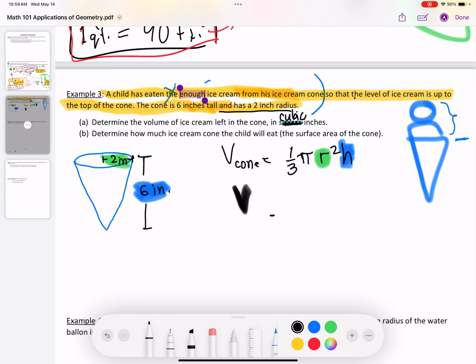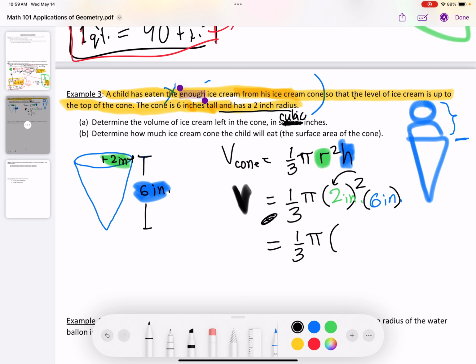Volume equals 1/3 pi, r is being replaced with 2, and h is being replaced with 6. R was 2 inches, and h was 6 inches. As long as I'm careful with my math, I should be okay. 1/3 pi, and then 2 squared. 2 times 2 is 4, and the inches are being squared, so that's square inches, and I've got one more inches being multiplied here, so I should end in cubic inches.